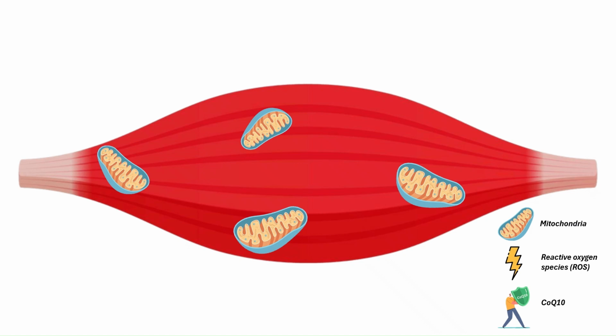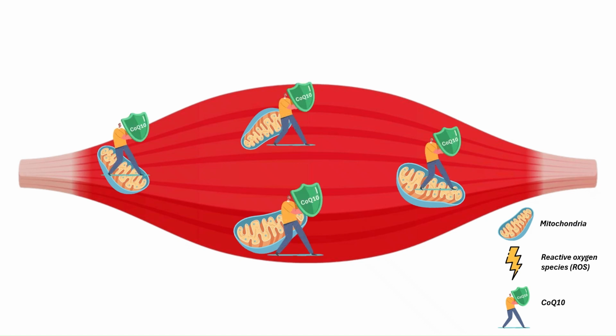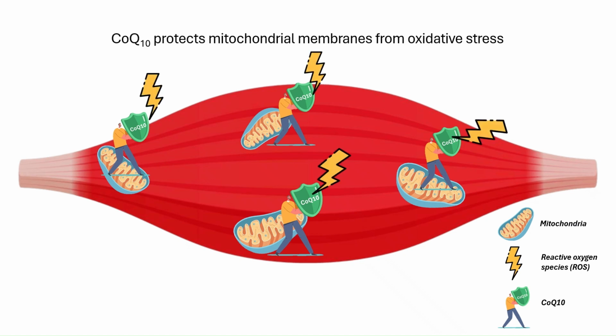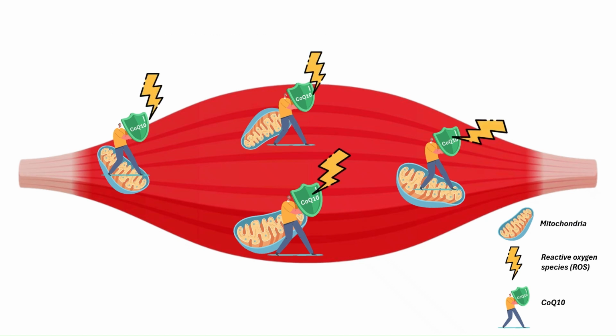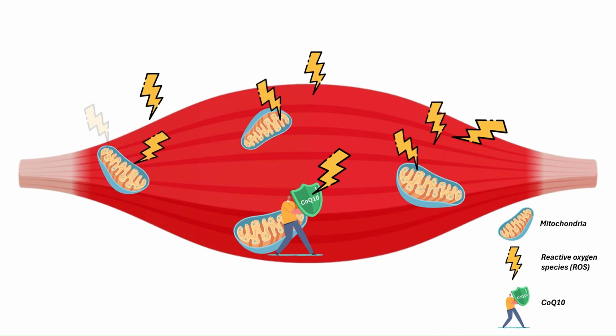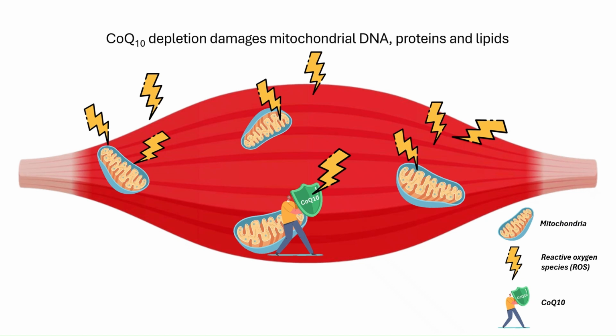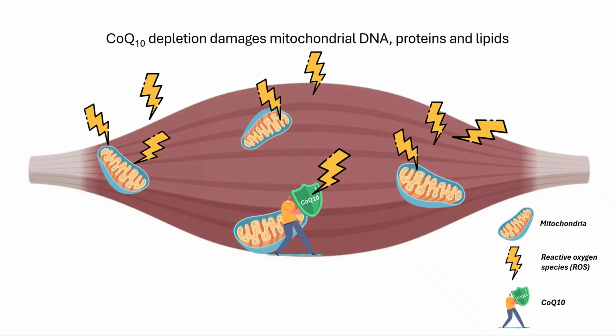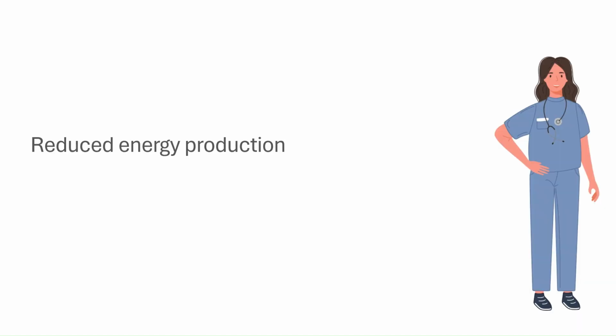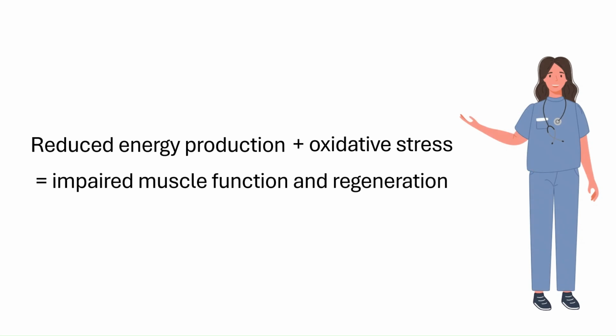Additionally, coenzyme Q10 also acts as a lipid-soluble antioxidant, protecting mitochondrial membranes from oxidative stress. Its depletion causes reactive oxygen species accumulation, damaging mitochondrial DNA, proteins, and lipids, further harming muscle integrity. In short, reduced energy production, plus oxidative stress, equals impaired muscle function and regeneration.